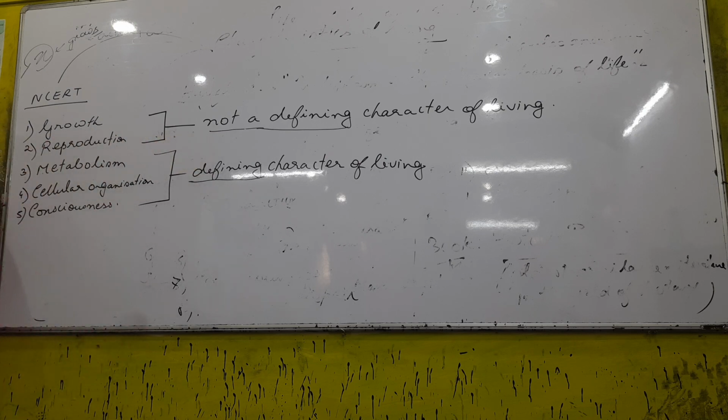First you have to understand the meaning of defining and non-defining. If a characteristic defines the organism as living, then it is defining. If a characteristic is seen in living as well as in non-living, then it is non-defining. That is the point here, right? So out of this, growth and reproduction are non-defining. We'll start with the first one, growth.